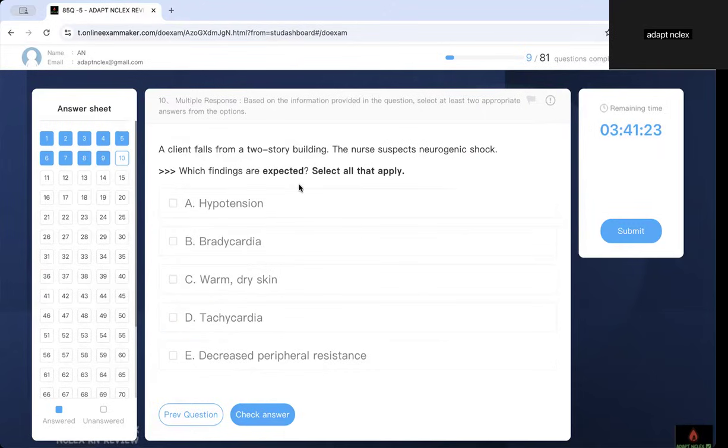Which findings are expected, select all that apply. A client falls from a 2-story building. The nurse suspects neurogenic shock. Write it down. It's the key word in the question. Which one should you see? Hypotension, bradycardia, warm skin, tachycardia, and decreased peripheral pulses. Think about it.